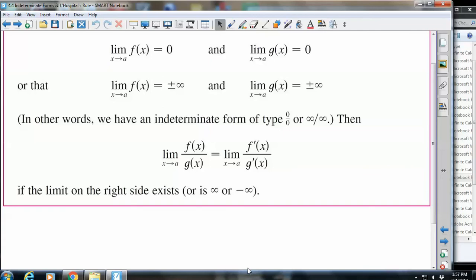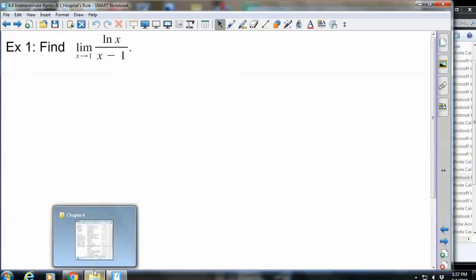Now, you want to be cautious. This only works in these indeterminate forms, so if it was actually 0 over infinity, and you tried to do L'Hopital's rule, you could get the wrong answer. So you don't want to use it unless it matches exactly. When you're doing these derivatives, it is not a quotient rule. You're just going to do the derivative of the numerator divided by the derivative of the denominator. So let's look at one.